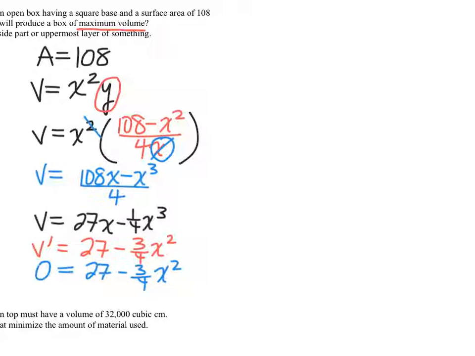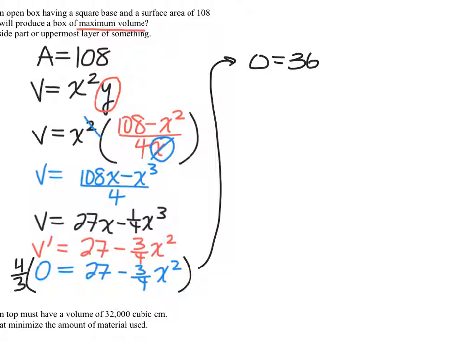All right, may consider factoring out a 3, then multiplying by 4. So essentially multiply the whole thing by 4/3 to clear out that denominator. So 0 would be equal to, if we divide 27 by 3, it's 9, times 4 is 36, minus x squared. So x squared would be equal to 36. X would be equal to 6 or negative 6, but we would ditch the negative 6 because we're talking about dimensions of a geometric figure.